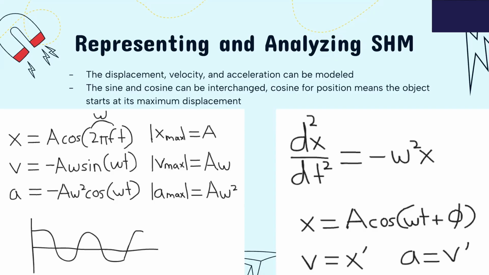And again, x is equal to a cosine omega t, potentially plus some other angle or some other constant. It doesn't have to always start at a max. And velocity is equal to the derivative of x. Acceleration equals the derivative of velocity.